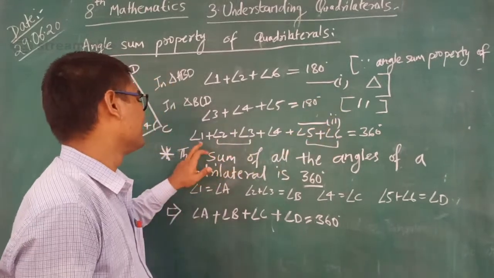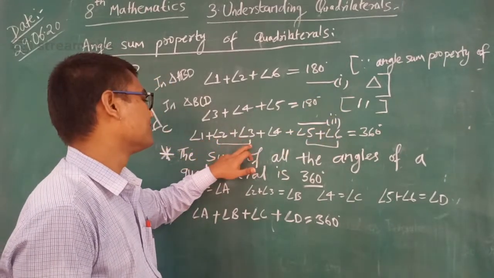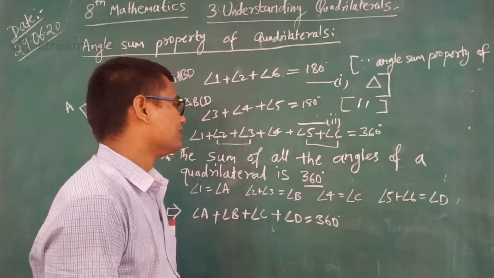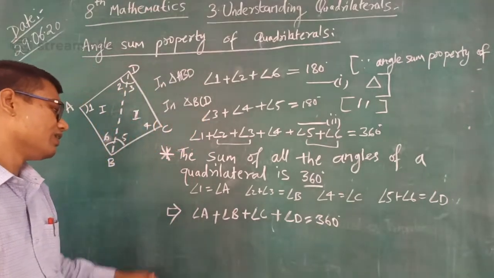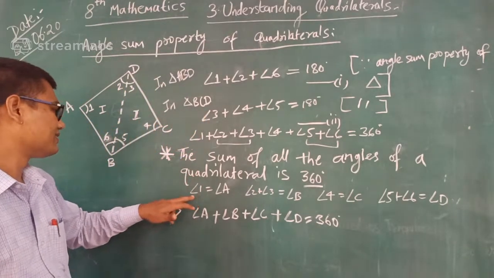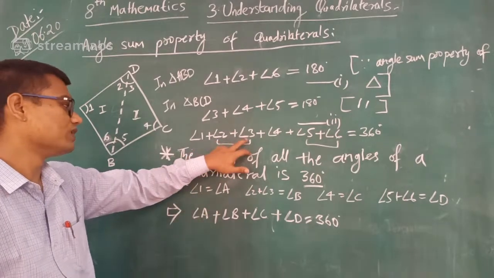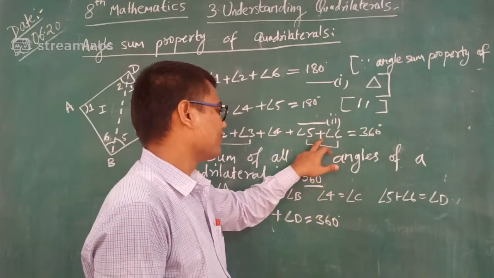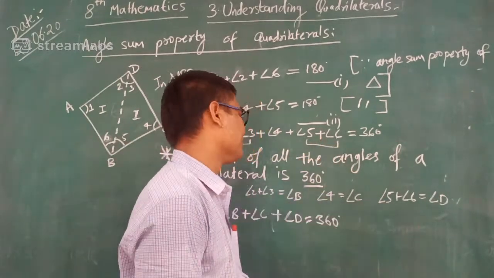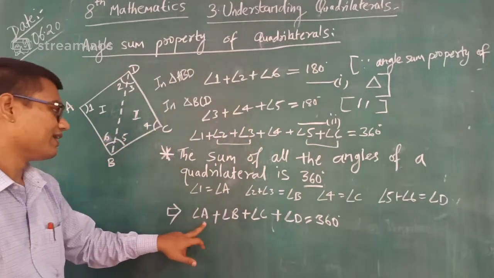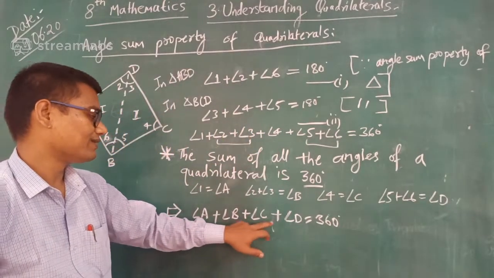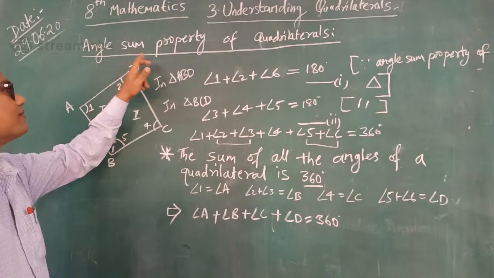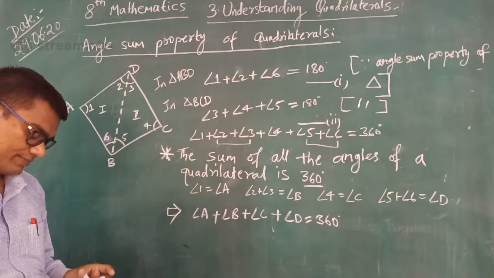Now add both the equations, equation 1 and equation 2. We get angle 1 plus angle 2 plus angle 3 plus angle 4 plus angle 5 plus angle 6 is equal to 360 degrees. Or in other words, let us take angle 1 as A, angle 2 plus angle 3 as angle B, angle 4 as angle C and angle 5 plus angle 6 as angle D. Then we can write like this: angle A plus B plus C plus D is equal to 360 degrees. This is called the angle sum property of quadrilaterals.